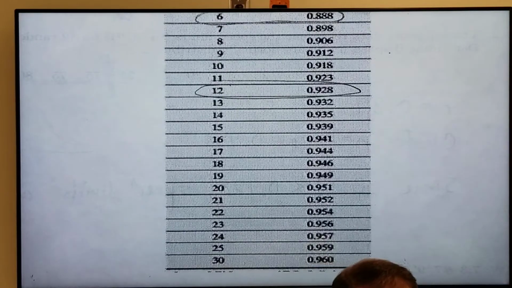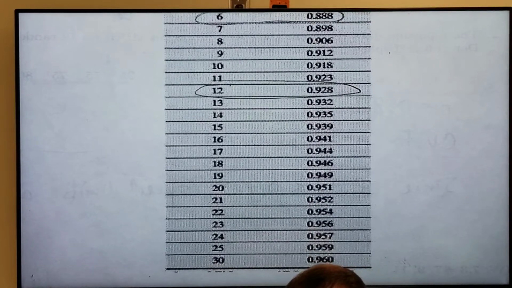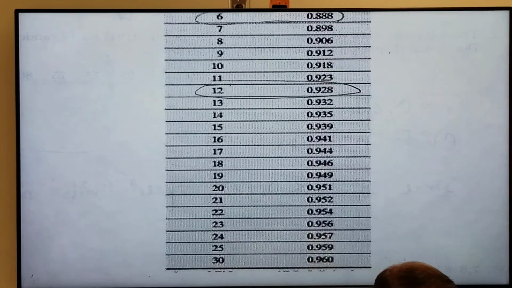Let me look in the book and see if there's a more complete table. So I brought in my textbook. I'm looking in this appendix. This is supposed to be table 6. Table 3, 4, 5, and table 6. No, it only goes up to 30 in your textbook too.